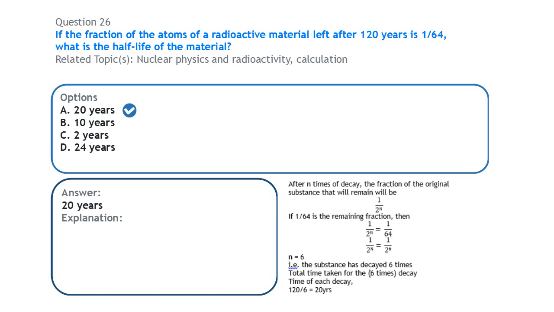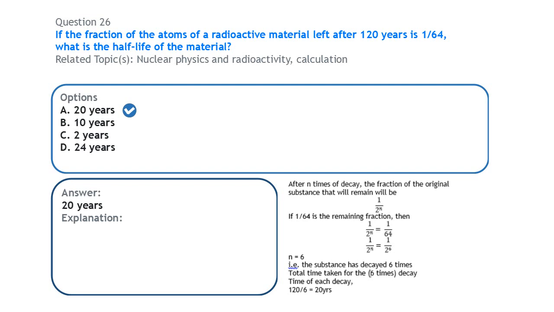Let's say, for example, a substance is originally 100 kilograms. Then it decays to 50 kilograms in, let's say, 24 hours. So that 24 hours is the time that it took for that substance to decay to half of its original mass. That is, for half of it to decay away. So that 24 hours is going to be the half-life. Now, after n times of decay, the fraction of the original substance that will remain is going to be 1 over 2 raised to power n.